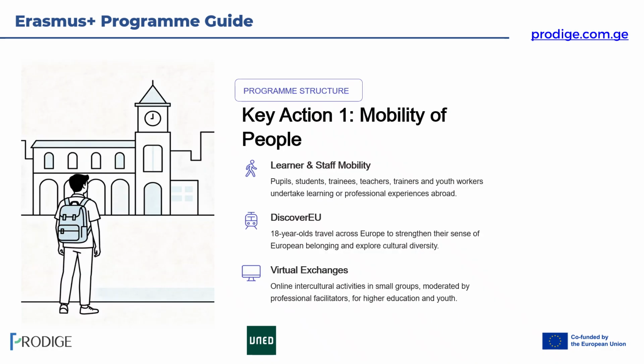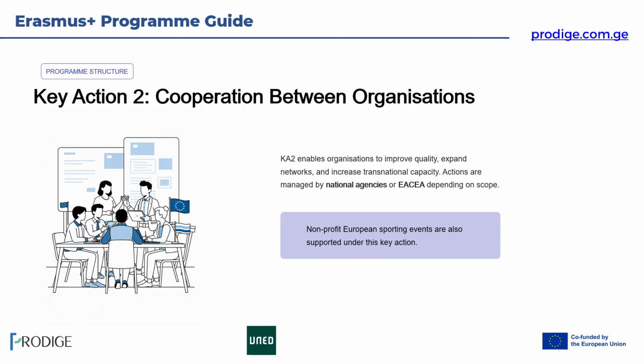Key Action 1 is perhaps the most famous part of Erasmus. It focuses on the mobility of learners and staff. This isn't just for students, it includes pupils, adult learners, trainees, youth workers, and even sports staff. The goal is simple: to provide people with professional and learning experiences in another country to improve their skills and employability.